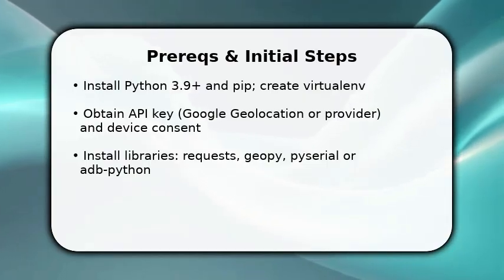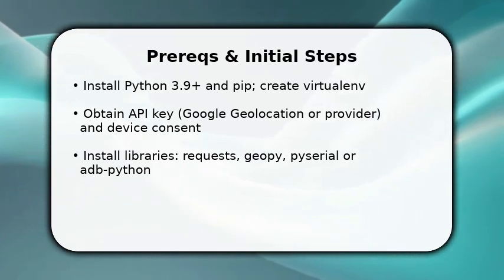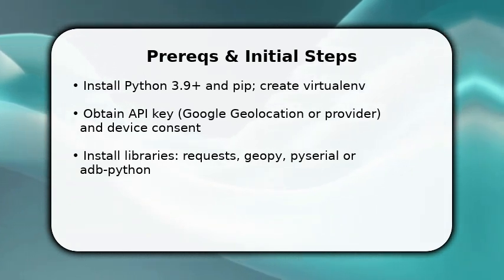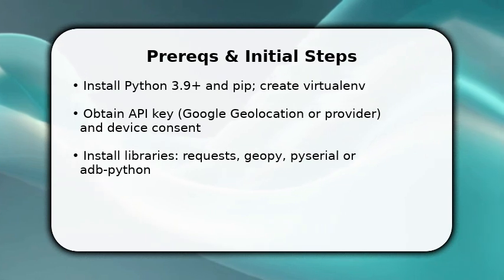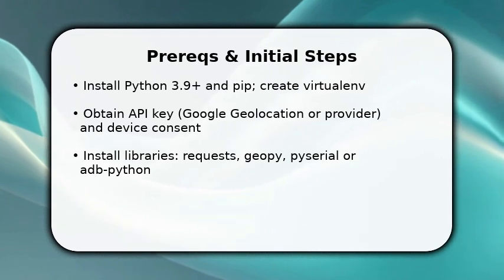You start by preparing the environment. Create a virtual env, install requests and GeoPy, and secure an API key from your chosen geolocation provider. Next, make sure the target device consents and can expose data via GPS, Wi-Fi scan, or ADB access.